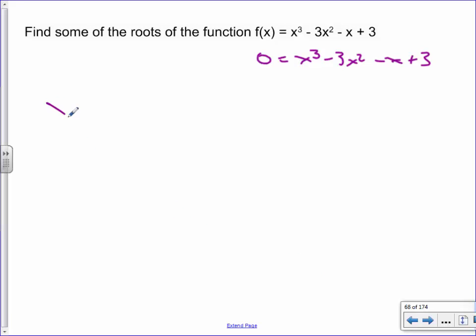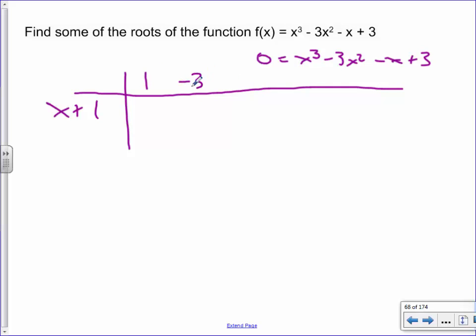So what I might try to do is go x plus 1 and long divide it into this whole thing here. I'm actually going to use synthetic division, though, because I like that one better. So synthetic division means you put the coefficients 1, minus 3, minus 1, and plus 3. So I'm just going to review synthetic.